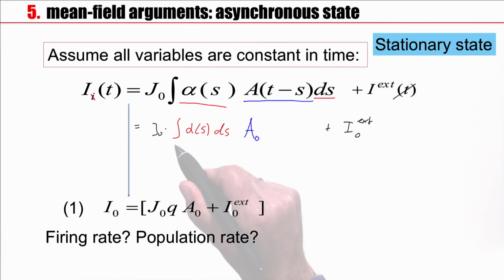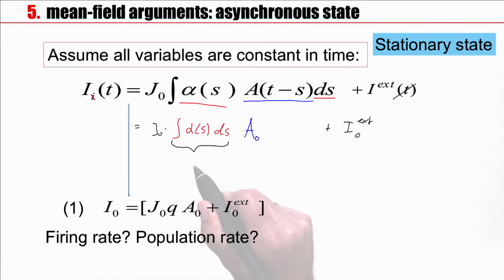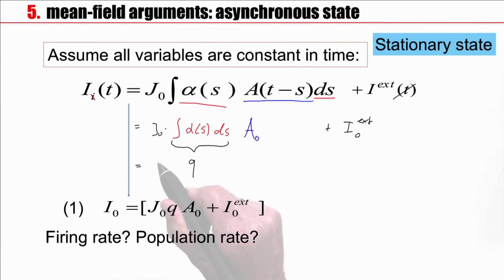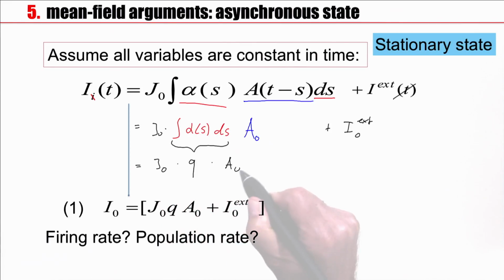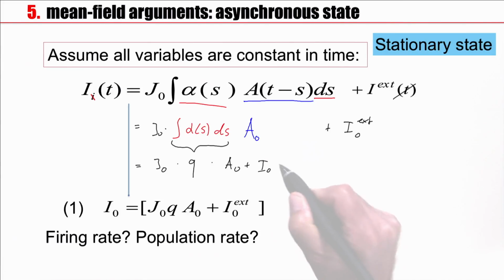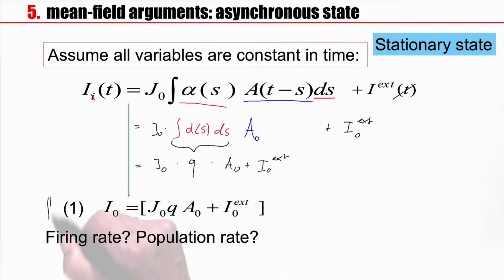Okay? Now just let us define a parameter q equal to the integral of alpha of s ds, and so we have the result that j0 q a0 plus I0 external is the total driving force. And this is my first equation, which I will use in a minute. Now, this is my input. This input will drive my neurons.